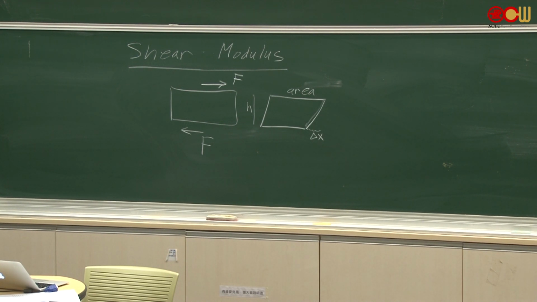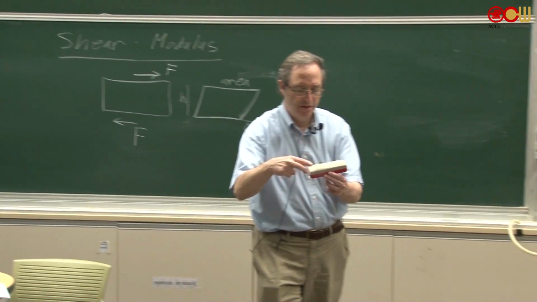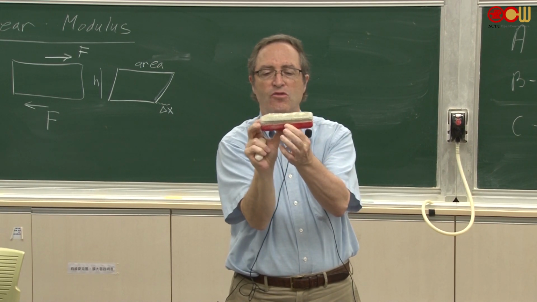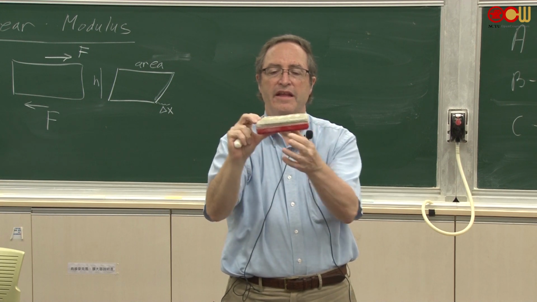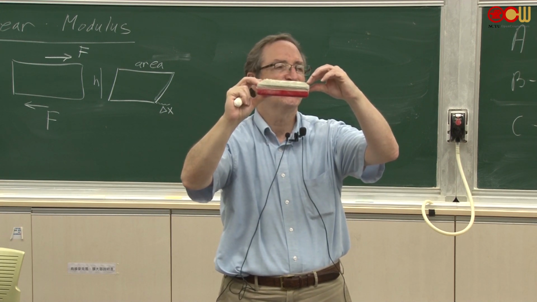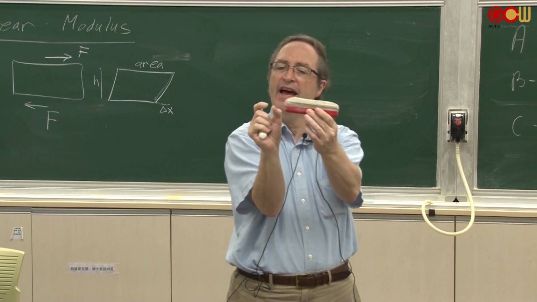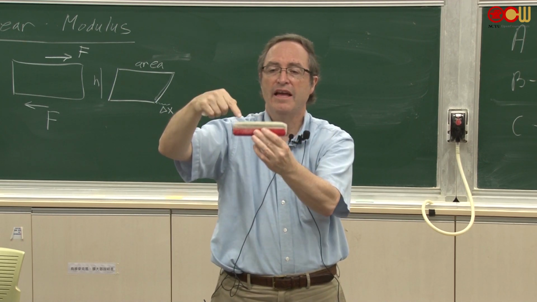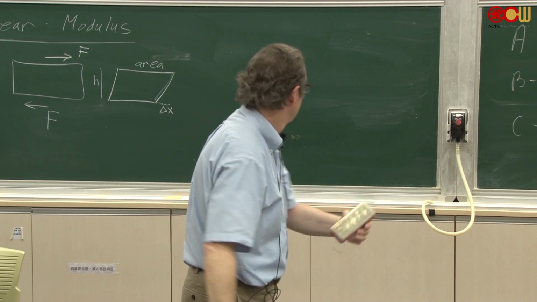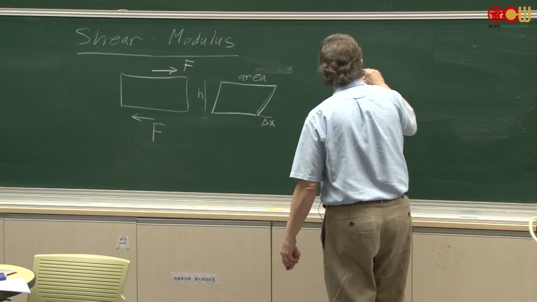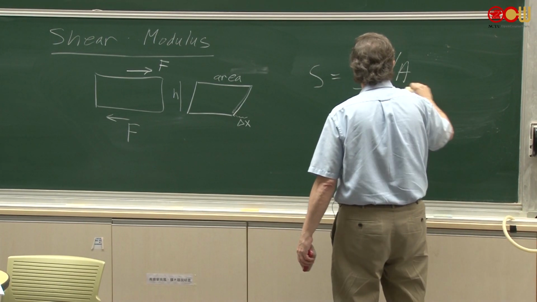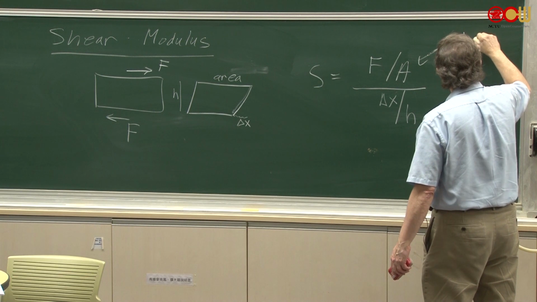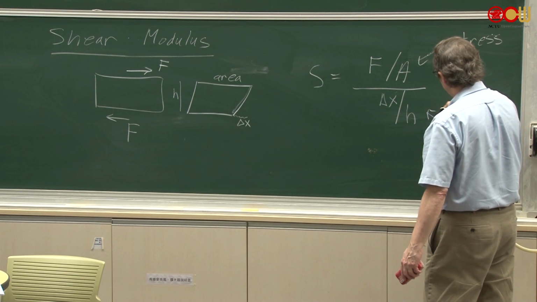So if I have something like this, I imagine I take a force this way, and then an equal and opposite force down here, and that'll cause this thing to change its shape slightly. The amount delta x over there, that's the delta x. H is this, and the area is the area up here. So the shear modulus is defined as F over A divided by delta x over h. Again, this is called the stress, and this is called the strain.